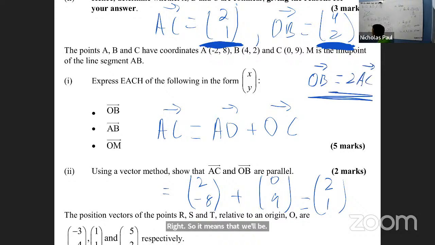Once you can write a statement like that, it means that they are parallel. If you multiply AC by 2, you're going to get OB. That's it. That's all you have to do. Once you can multiply one vector by a value to get the other, you can show that they're parallel. Okay with that? Yeah, Elijah? Sure.